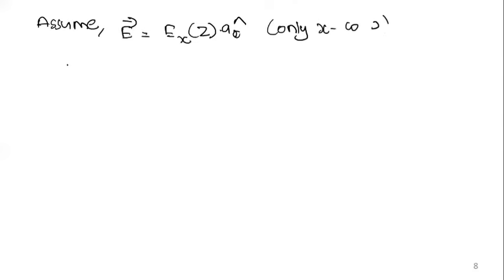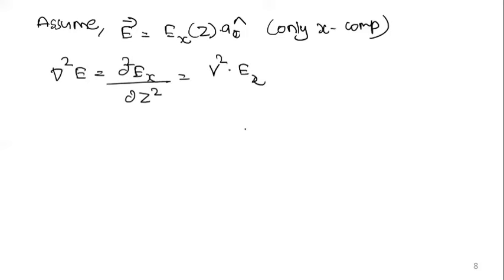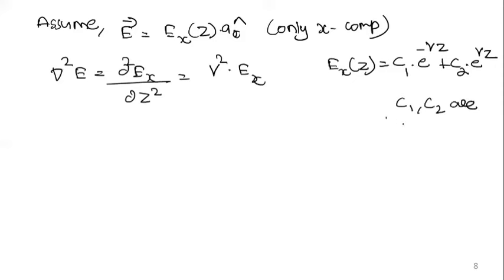Only the x component we are considering, which simplifies our equation to del square E, which means the second derivative, so dou square Ex by dou z square is equal to gamma square Ex. Then Ex of z can be written as C1 into e raised to minus gamma z plus C2 into e raised to gamma z, where C1 and C2 are complex constants. That is real plus imaginary, right?